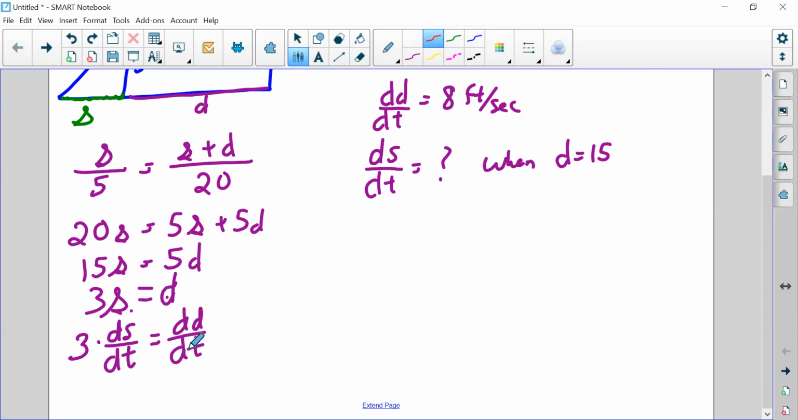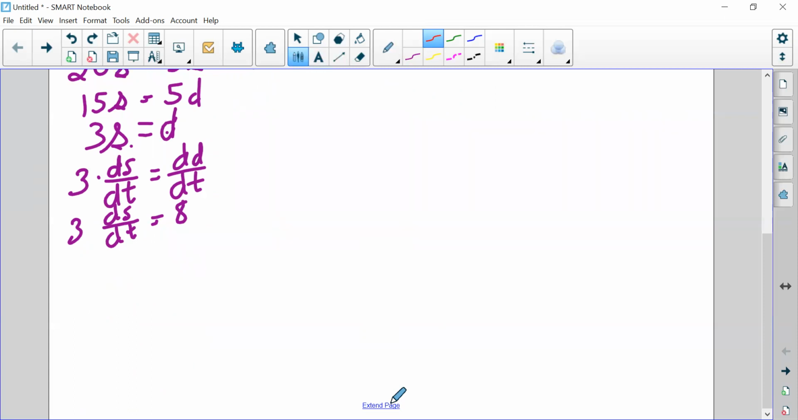Okay, let's look at our given information. We know that dd dt is 8. And we know that d is 15. But we don't have a d to plug in, so I just plugged in the 8. Simplifying that down, I get 8/3 here.